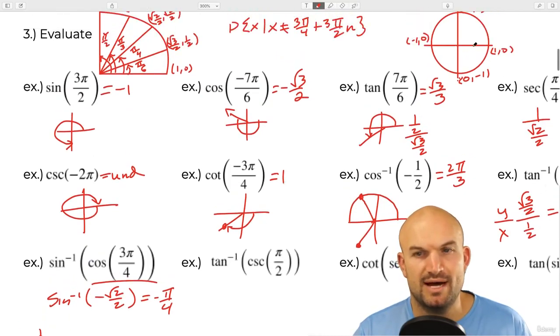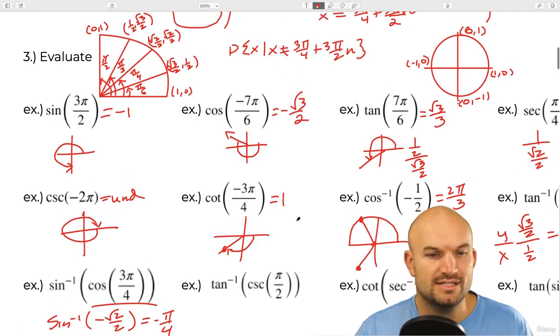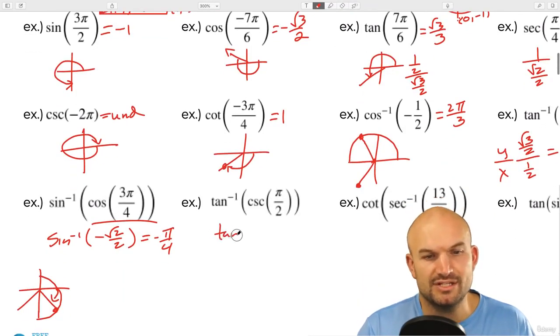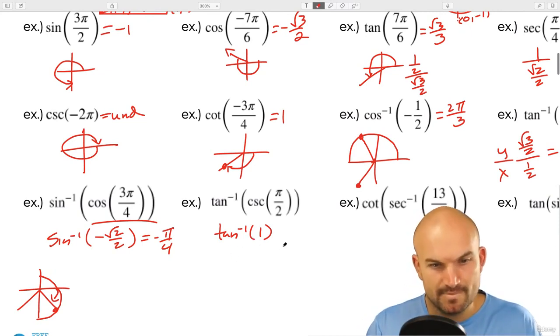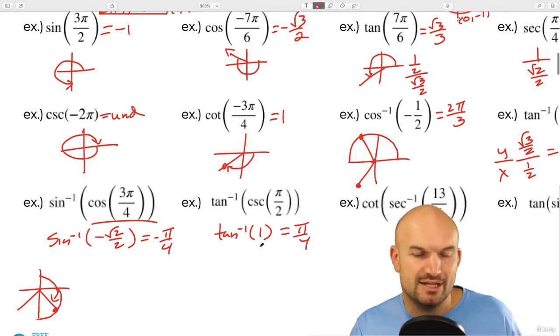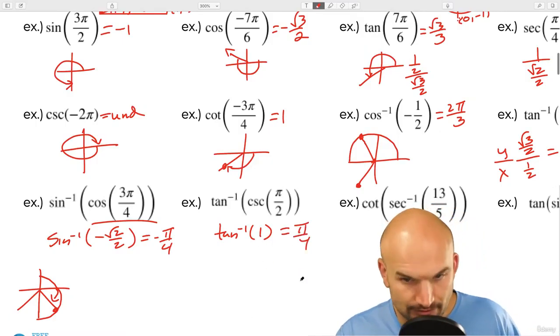So cosecant of pi halves is right there. So that's 1 over y, so that's going to be 1. So then we have the tangent inverse of 1. And tangent is going to be equal to 1 at pi over 4. So that would equal pi over 4. And again, that's going to be positive, so that will be in the first quadrant.